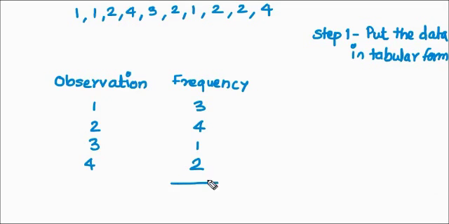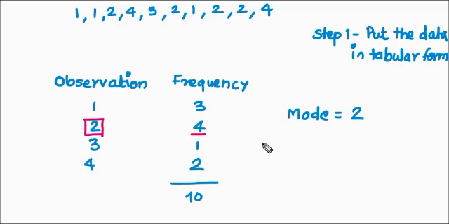So we can add the frequency. How many? 4 plus 3, 7 plus 1, 8 and 2, 10. So total 10, and just check whether we have 10 observations. 10. So that is correct. Now in this case, once we put it in the tabular form, we can easily spot that 4 is the highest frequency. And if 4 is highest frequency, then the corresponding observation, which is 2, is the mode. So the mode of our data is equal to 2.